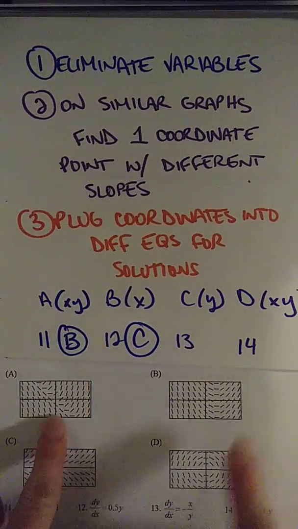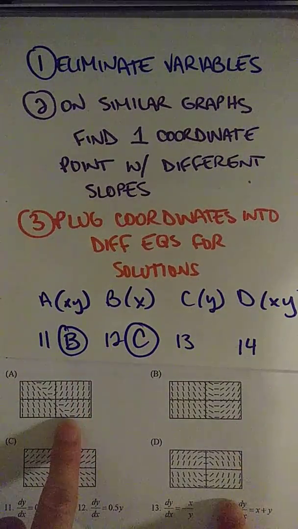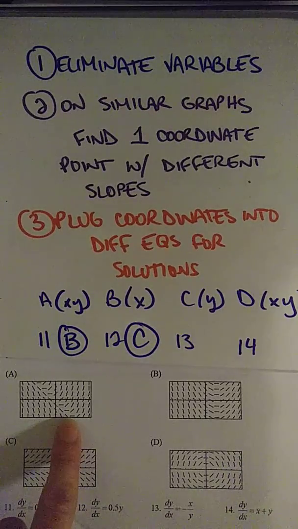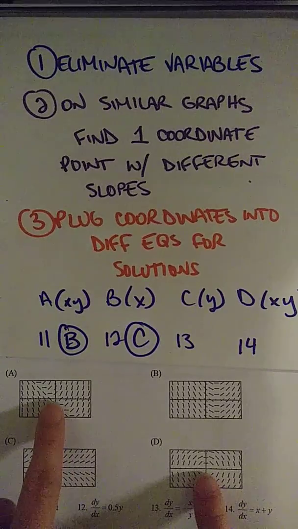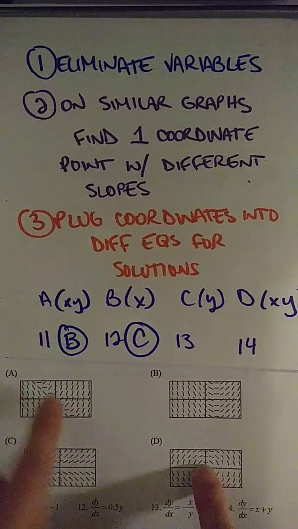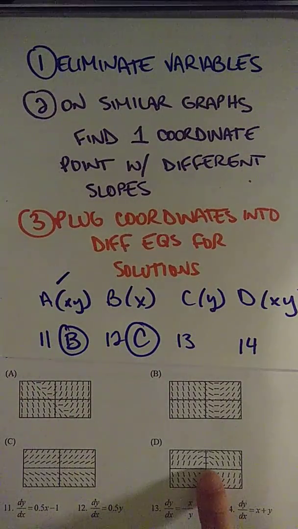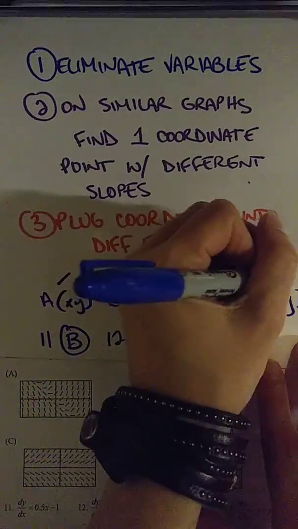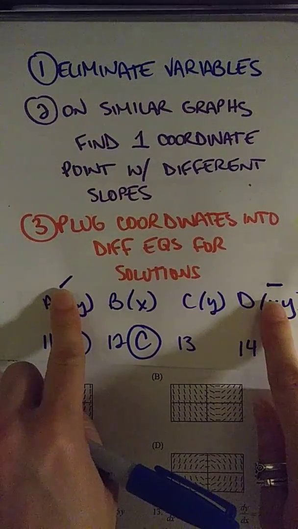So A here and D here both have x and y. So I need to find one spot where they're different. There are lots of spots where they're different. I'm going to pick this point, 0, 1. If you go to 0, 1 on both graphs, the one on the left has an uphill slope, and the one on the bottom right has a straight across slope. So this slope must be positive. This slope must be 0.